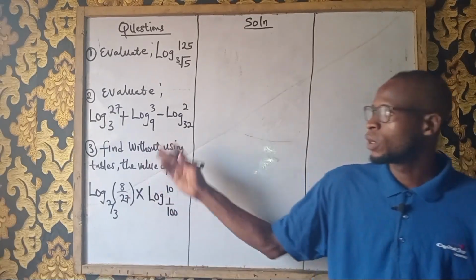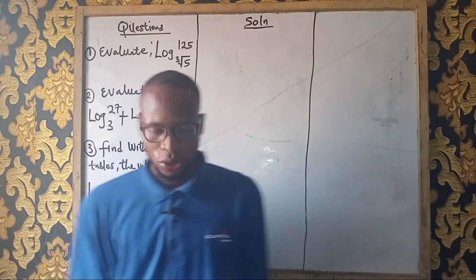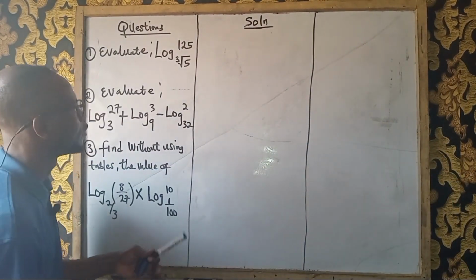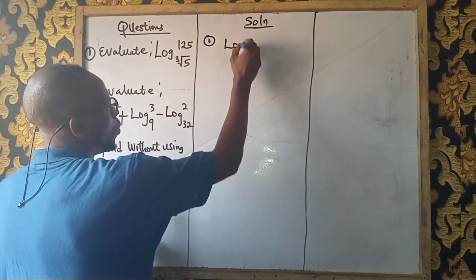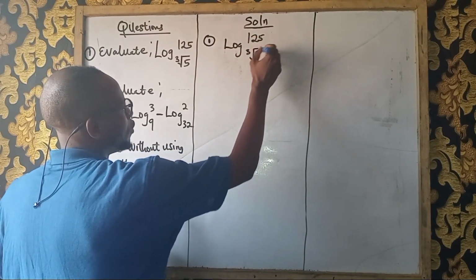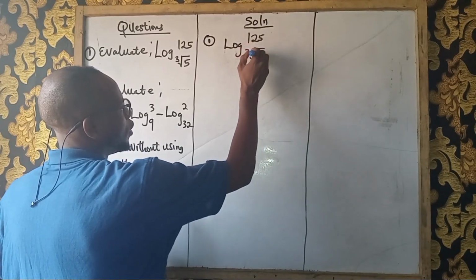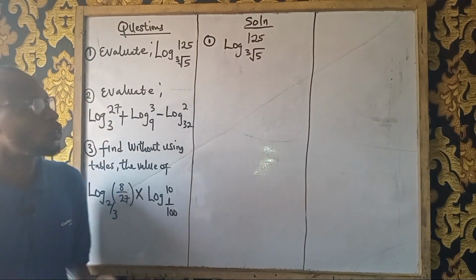So let's look at these problems together on logarithm. Please pay attention. Now, the first question we are asked to evaluate is log 125 in base cube root of 5. Now, how do we go about this problem?